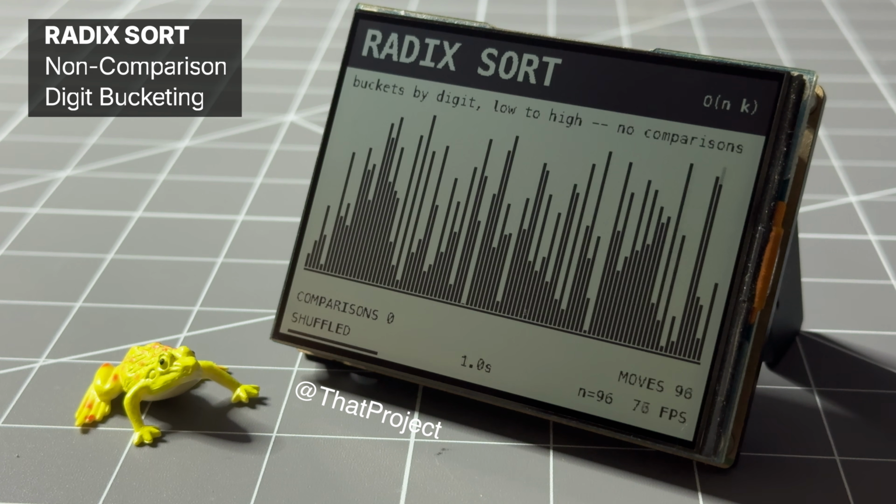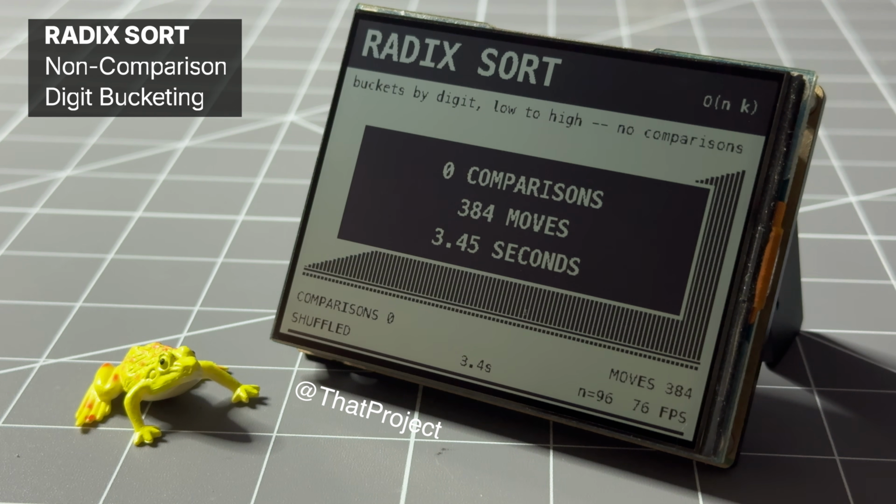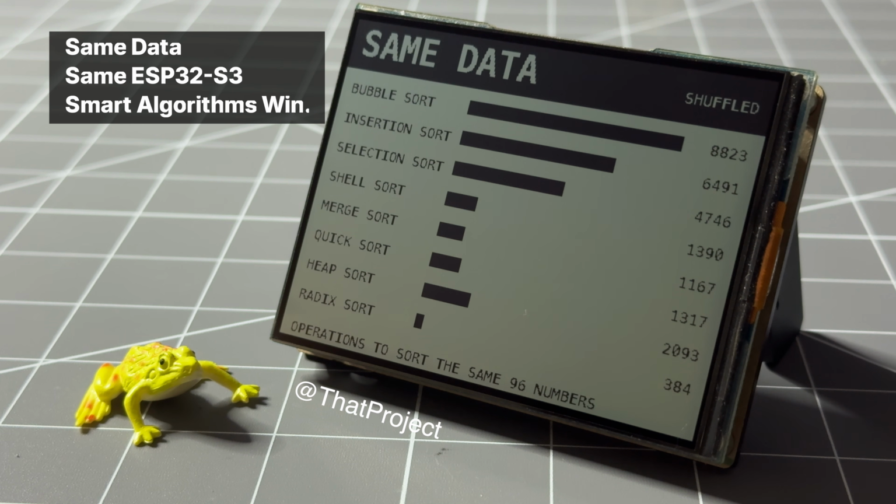Radix sort never compares anything, it buckets by digit. It passes in 384 operations. Same data, same counter. Bubble sort needed around 23 times what Radix did. You don't need the numbers to see it.